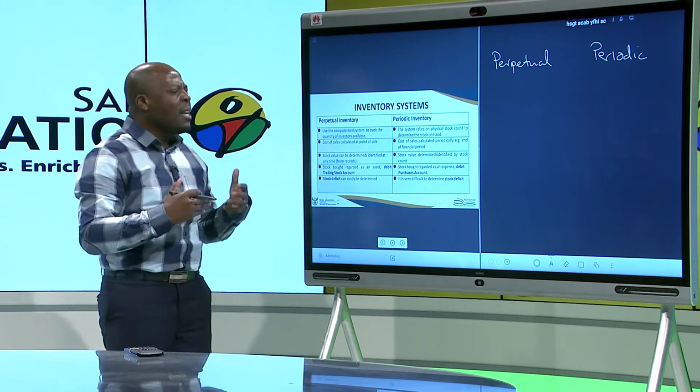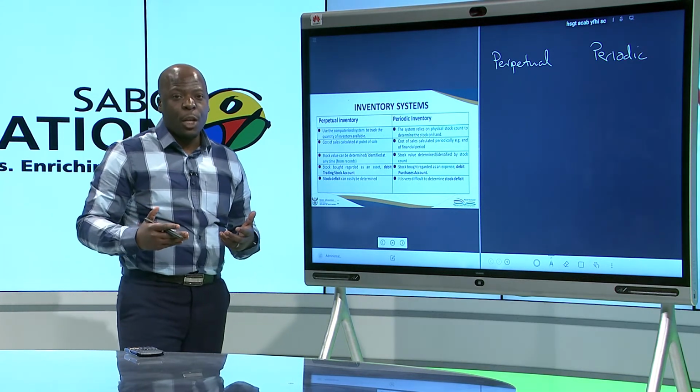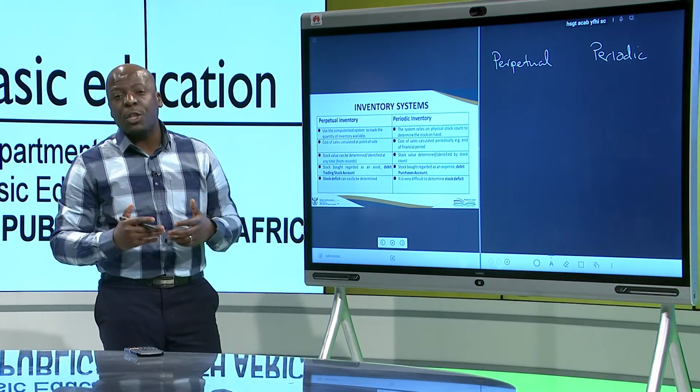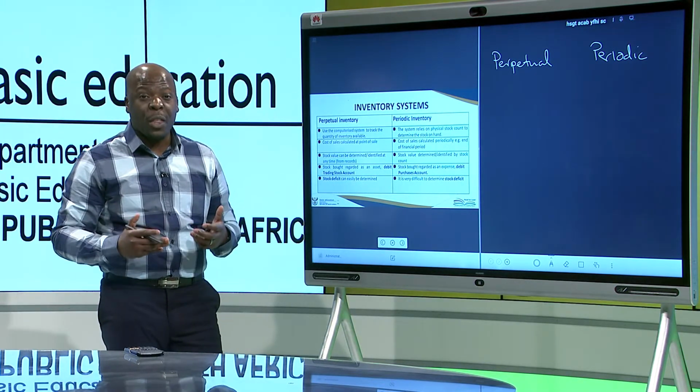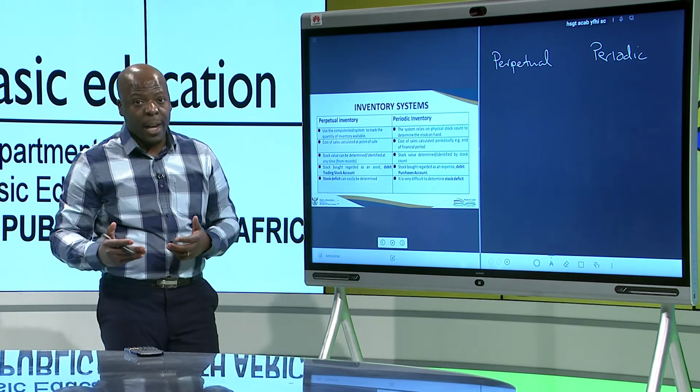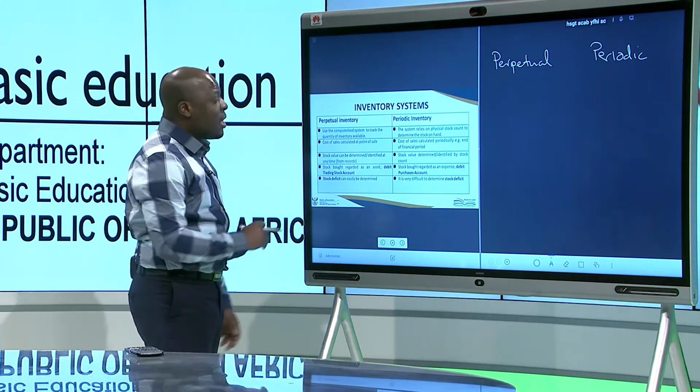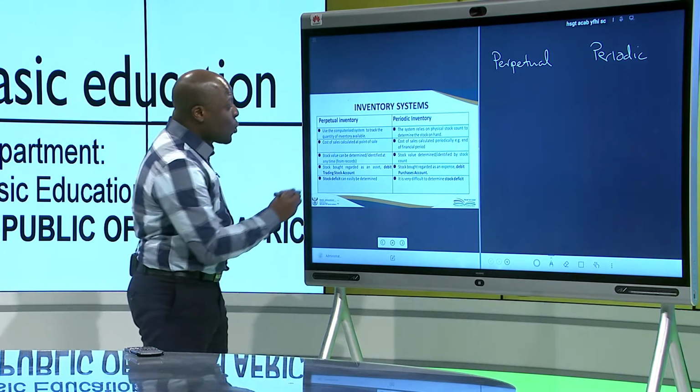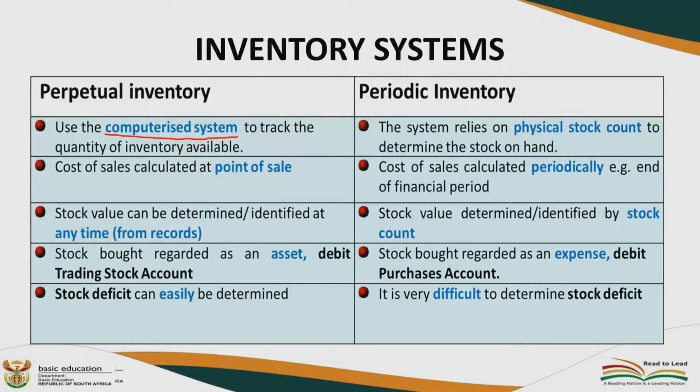Now, if you are explaining the perpetual inventory system, it's very easy. You understand that it is a system that is used by businesses in order for them to calculate their cost of sales. And as you can see on the slide that I have here, this perpetual inventory system needs to have a computerized system. That means this is going to be capital intensive. So with your perpetual inventory system, you need to have a computerized system so that you can track the quantity of inventory that is available. This is different when you compare it to your periodic inventory system.